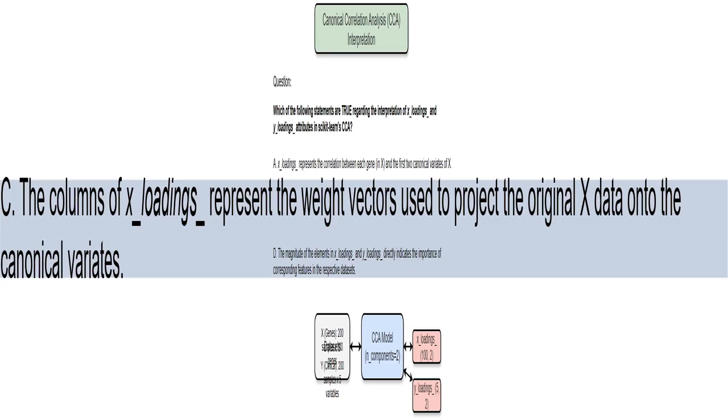Option D suggests that the size of the numbers in XLOADINGs and YLOADINGs directly indicates feature importance. This needs careful consideration. While magnitude provides some indication, it's crucial to understand that the relative importance depends on the context, which canonical variate we're looking at, the overall correlations, and other related information. We must think critically about how to interpret the magnitude in this scenario.